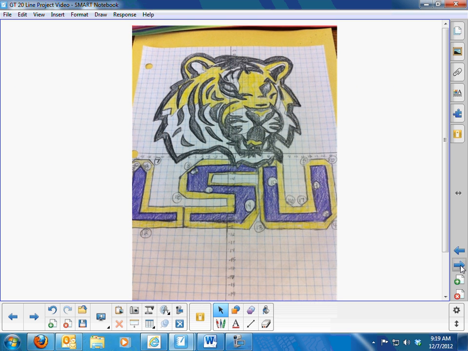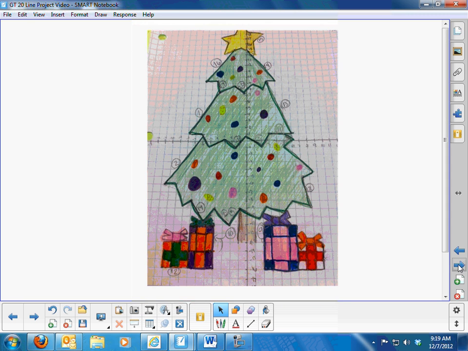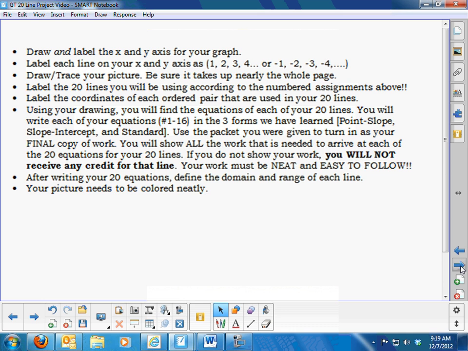Here's another example. The LSU Tiger here, their picture is very good. It's labeled with their numbers. Their X and Y axis are labeled and numbered. All of those things that you need. Here's a Christmas tree. We did this around Christmas time, so some people like to think festive. But whatever you're interested in, whatever you want to do your picture on, it's completely up to you.